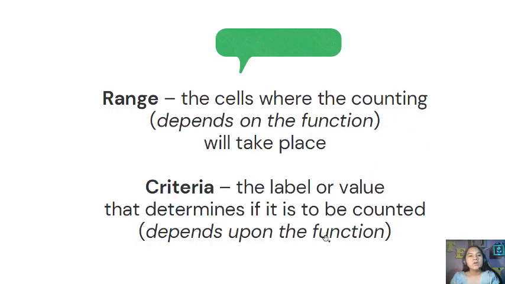Now what do those words mean? For example, range: those are the cells where the counting happens, or it depends upon the function you're going to have. Criteria is the label or value that determines what is to be counted, if it's counting. Again, it depends upon the function. I think that would be just for the theory. Now let's proceed with the demonstration.